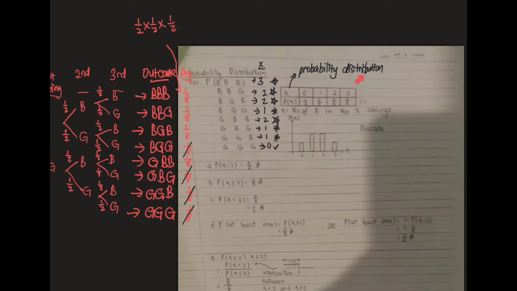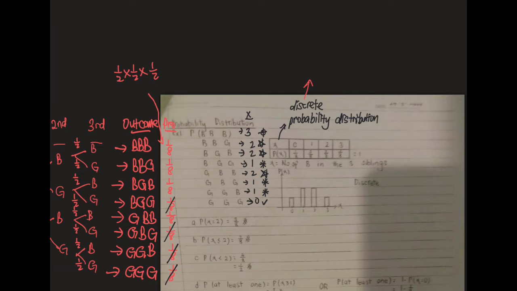We can call it discrete probability distribution. Why can we add discrete? I write down the reason here. Discrete, because x is taking exact values.